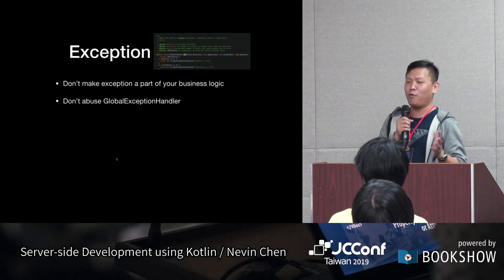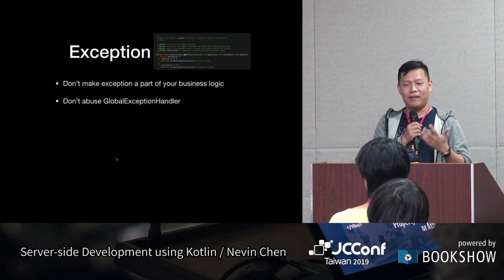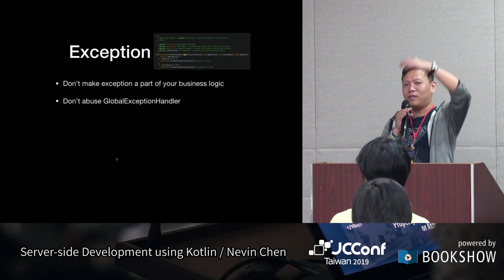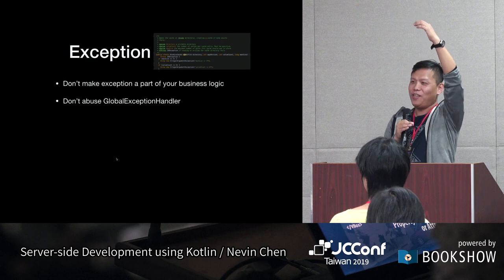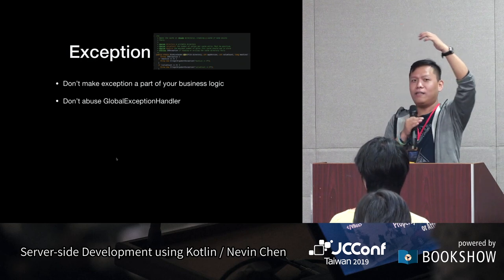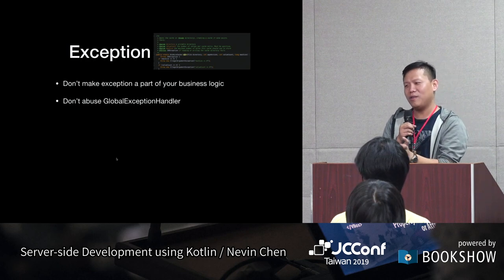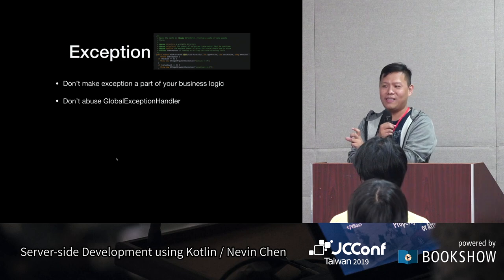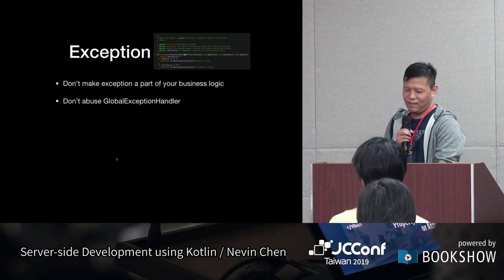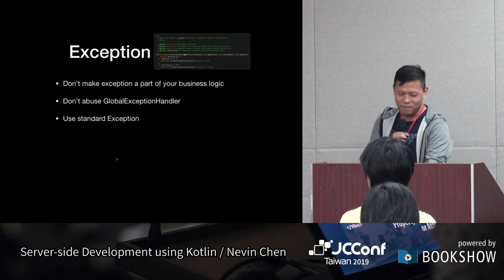And when I started on the server, I had a global exception handler. Every web framework has a global exception handler. Spring has one, and I think Ktor also has one. But don't abuse it, because you'll find your global exception handler becomes very, very large. You need to handle a lot of different kinds of exceptions, and the different exception types may be very similar. If you write something and your colleague says, this exception is similar to mine but with a tiny difference, it's very hard. So don't create your custom exceptions.